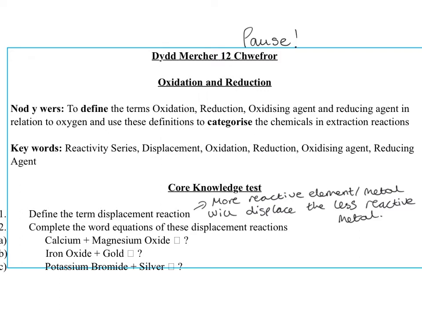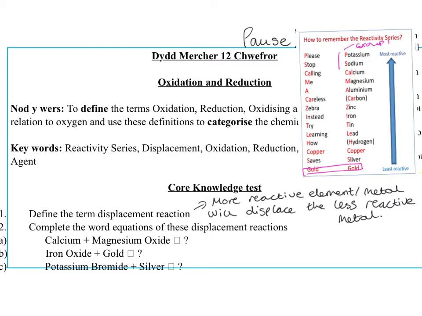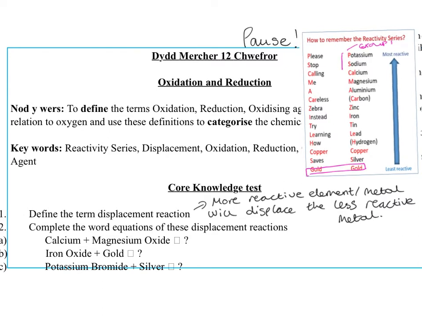So if you were looking at your reactivity series, so I'll get you one up. So looking at it, we've got calcium and magnesium. So where's calcium? Calcium is there. And magnesium is there. So calcium is slightly more reactive, so calcium will steal the oxide away, so become calcium oxide plus magnesium.